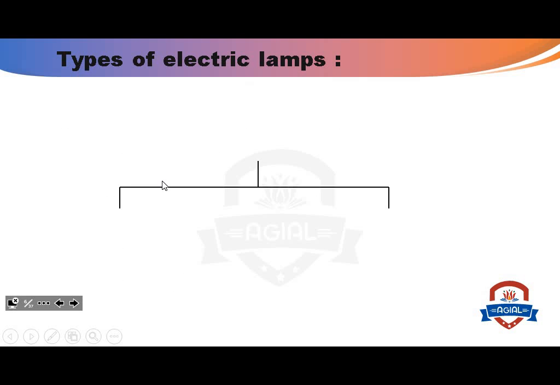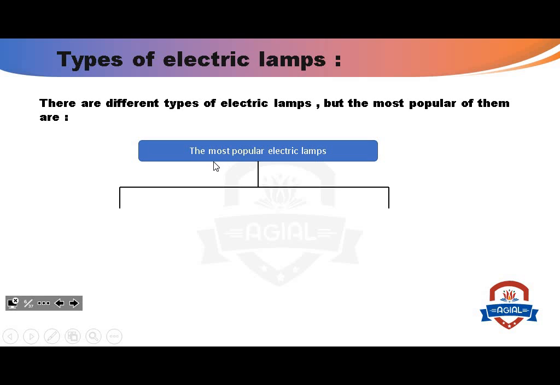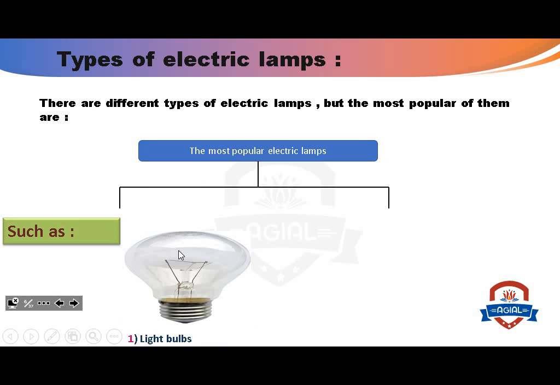There are many different types of electric lamps, but the most popular electric lamps are light bulbs and fluorescent lamps. So again, I have two electric lamps. What are they? Light bulbs and fluorescent lamps. This is called light bulbs, and this kind is called fluorescent lamps.